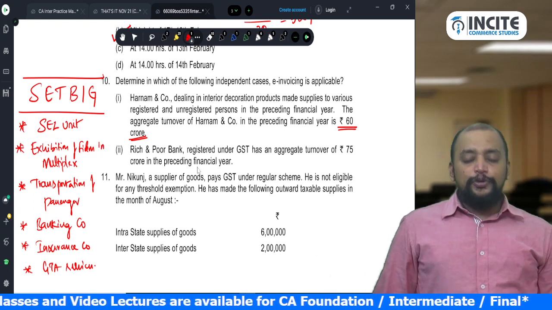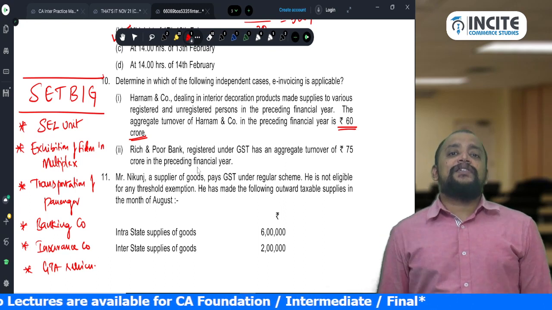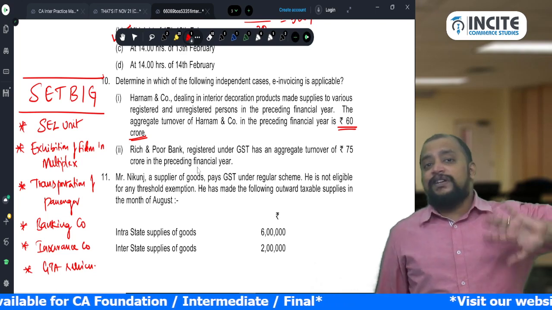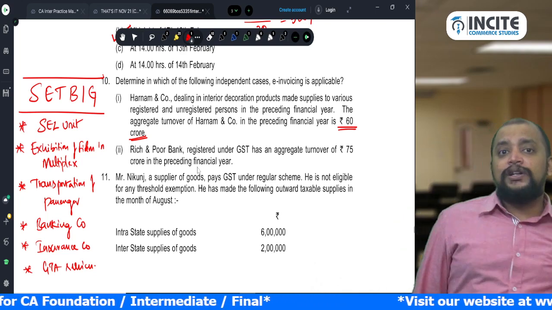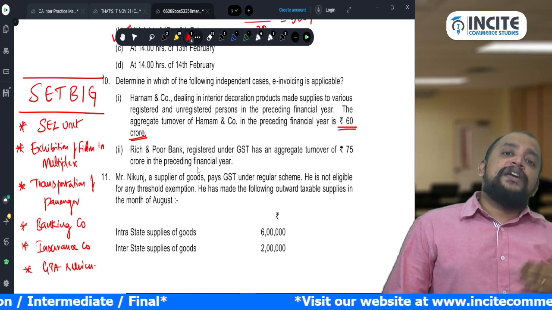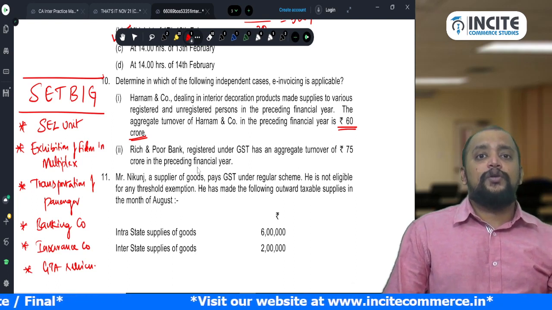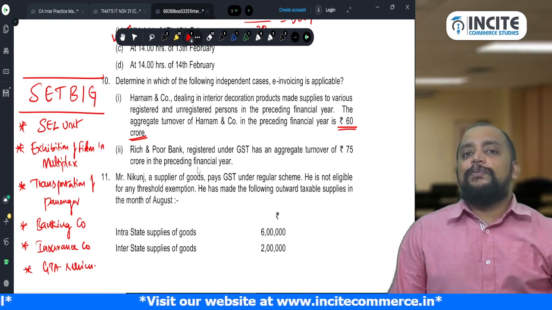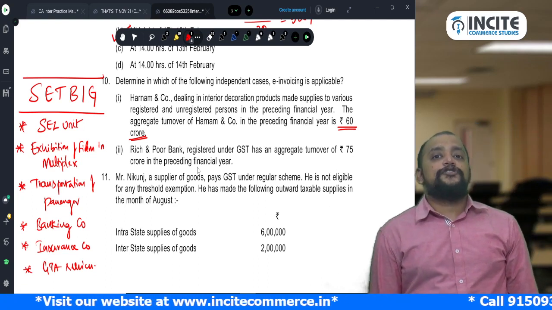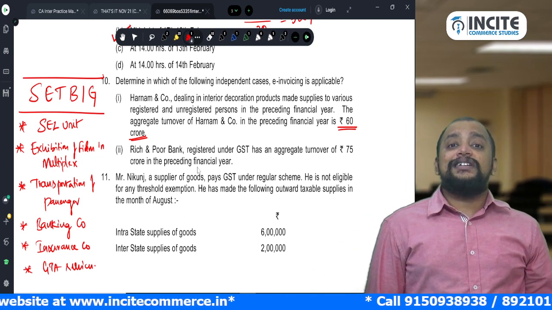Then Rich and Poor Bank, only for B2B supplies. Okay. For B2C supplies, they need to give a dynamic QR code invoice. There is a concept of dynamic QR code invoice that will not be generated from the invoice registration portal. That will be generated by the registered person based on the bank gateway, so payment gateway providers will be giving the dynamic QR code. For every payment, one QR code will be generated, for every invoice. So the dynamic QR code should be entered in case of B2C, but only if the aggregate turnover during any preceding financial year exceeds 500 crores.